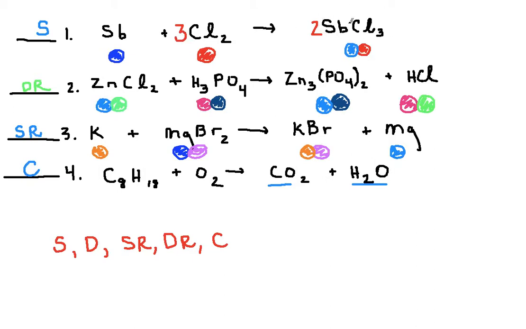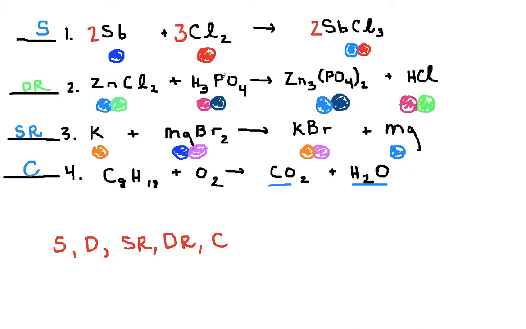You can't just place a 2 in between or anything like that. You've got to put it as a coefficient in front of the compounds. I now have 2 SBs because there's an implied 1 right here, so I've got to put a 2 right here. And now I'm balanced.